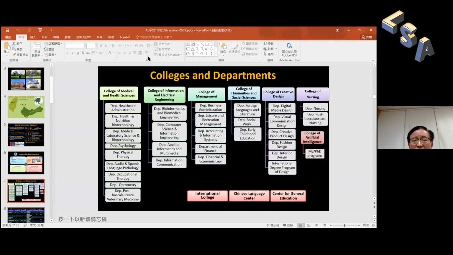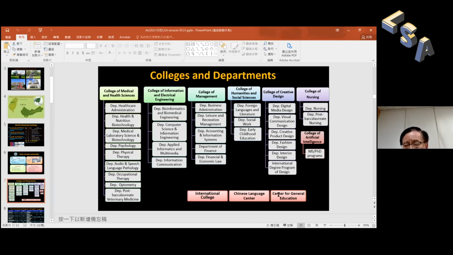And here are the so-called colleges and departments. We have the College of Medical and Health Science, the biggest college on campus. We have the College of Information and Electrical Engineering. And along with this college, we have the College of Artificial Intelligence. This is a new college. And then we have the College of Management. We have the College of Humanities and Social Science, and the College of Creative Design. We also have the College of Nursing. The College of Nursing spun off from the College of Medical and Health Science. The College of Artificial Intelligence spun off from the College of Information and Electrical Engineering. And we also have the International College.